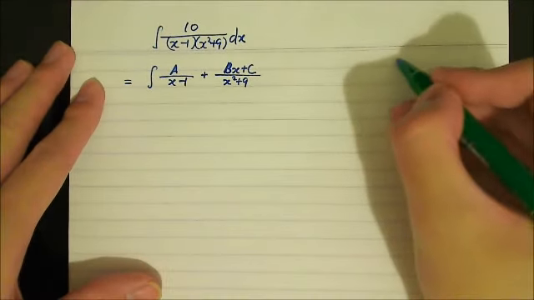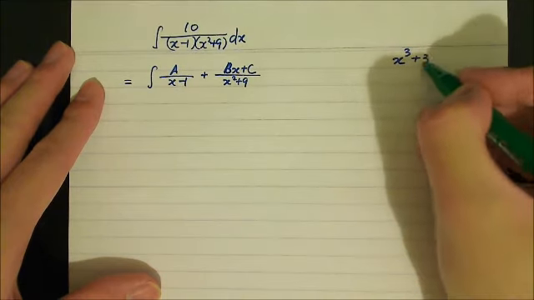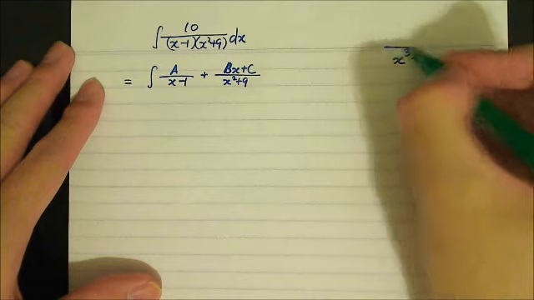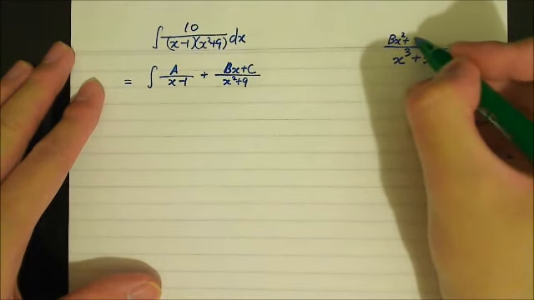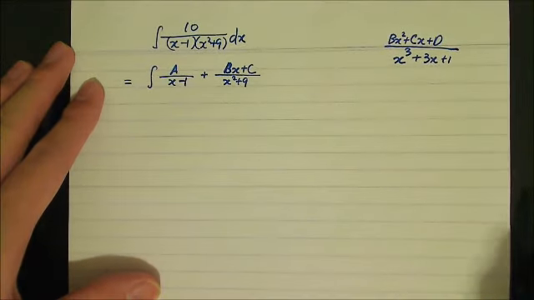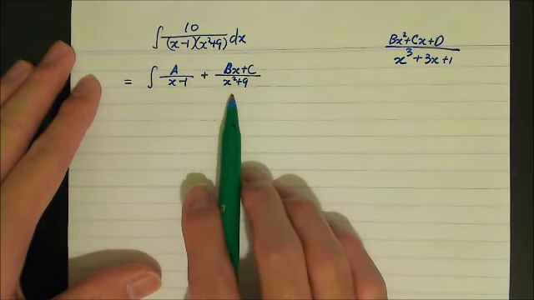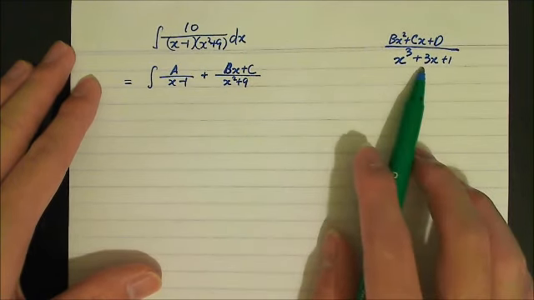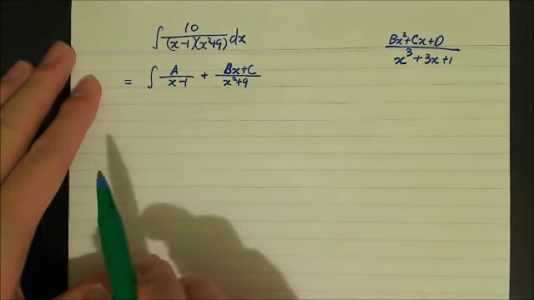Now, if you ever see a cubic denominator, such as this, then your numerator would be bx squared plus cx plus d. The reason we do this is that if we just use a single constant on top of these higher powers in the denominator, we're not going to be able to find the correct coefficients.